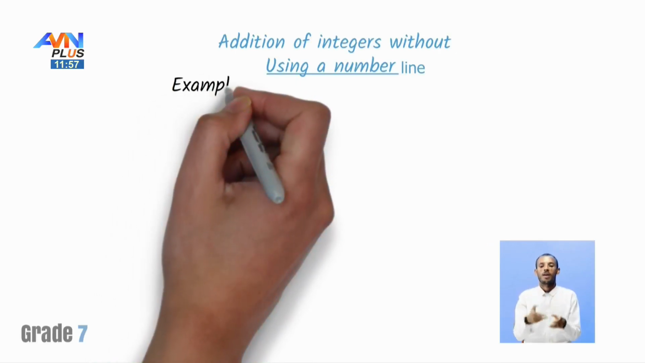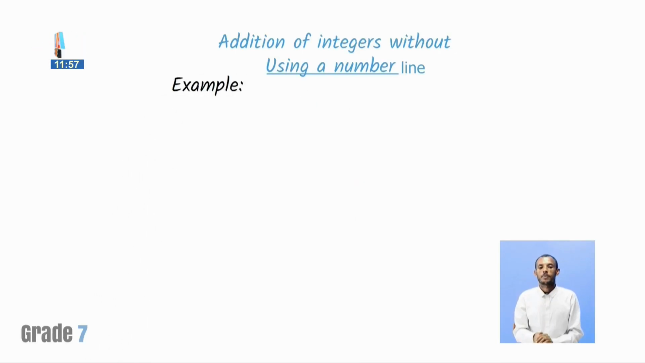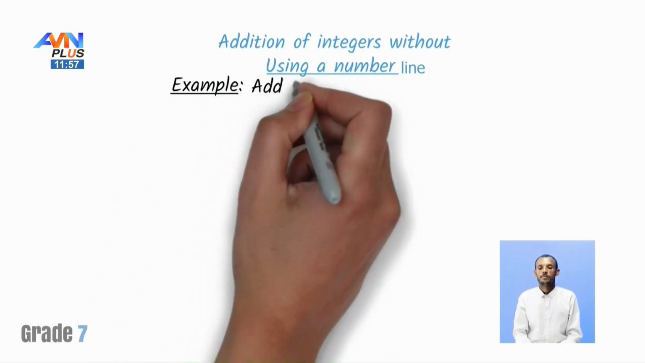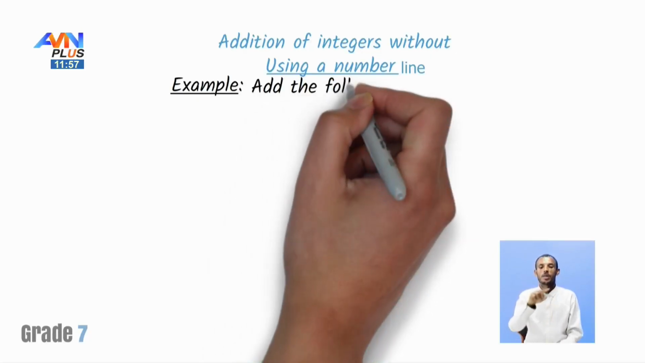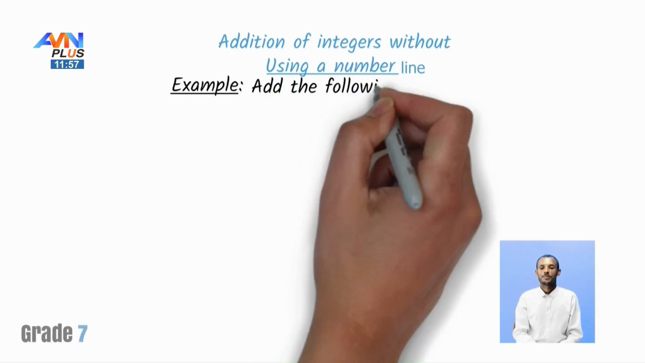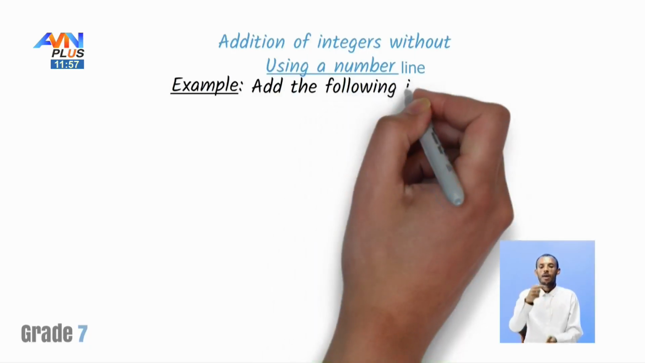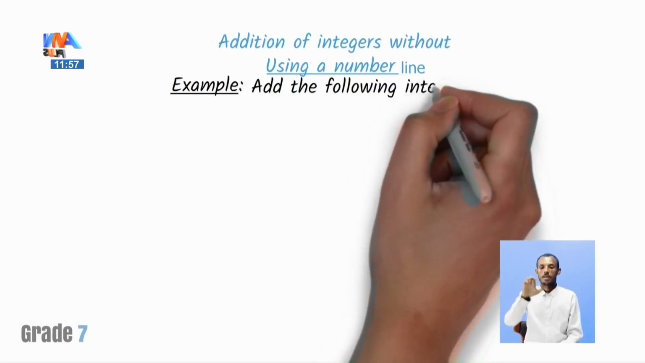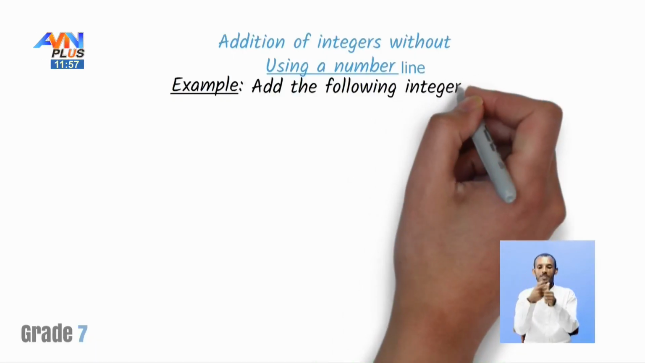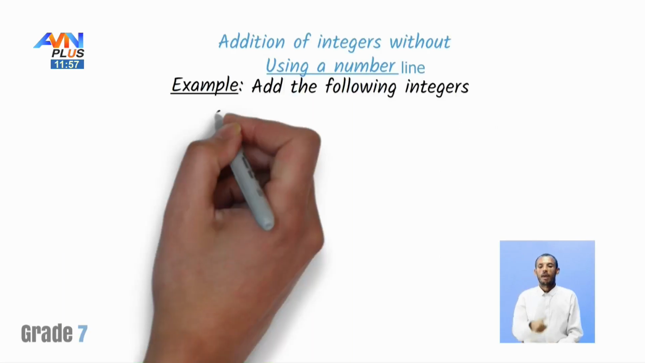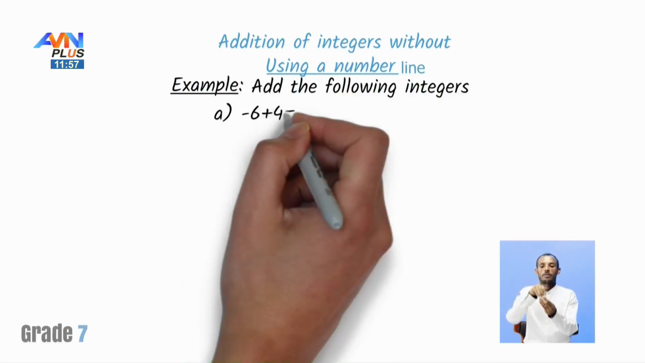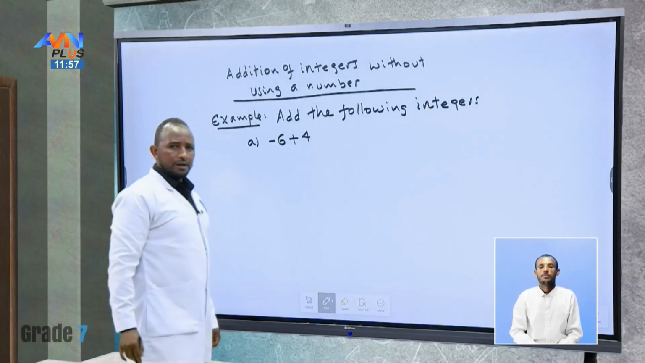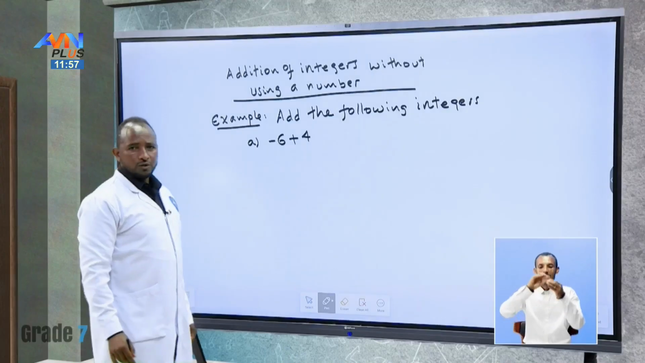Okay, let's see this through example. Add the following integers. Okay, the first question. Here you have this one. -6 plus 4. How do we add these two numbers without using a number line?